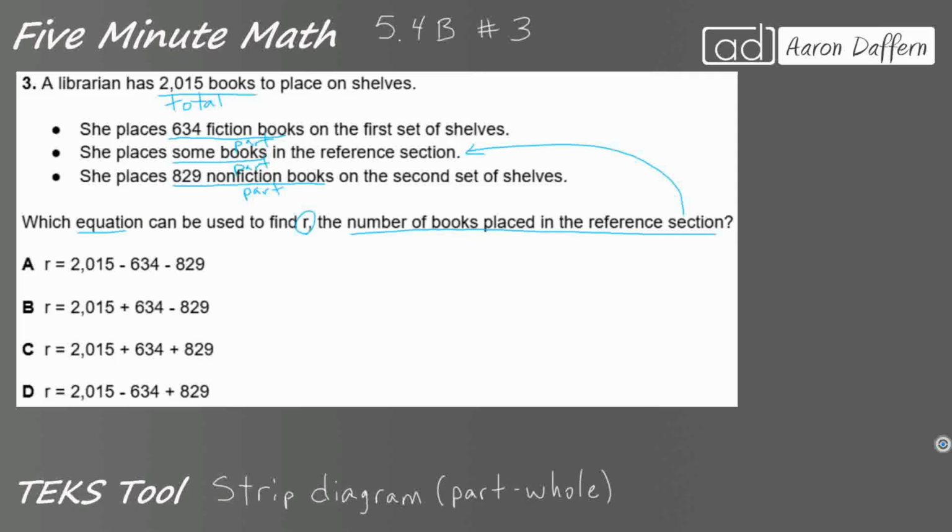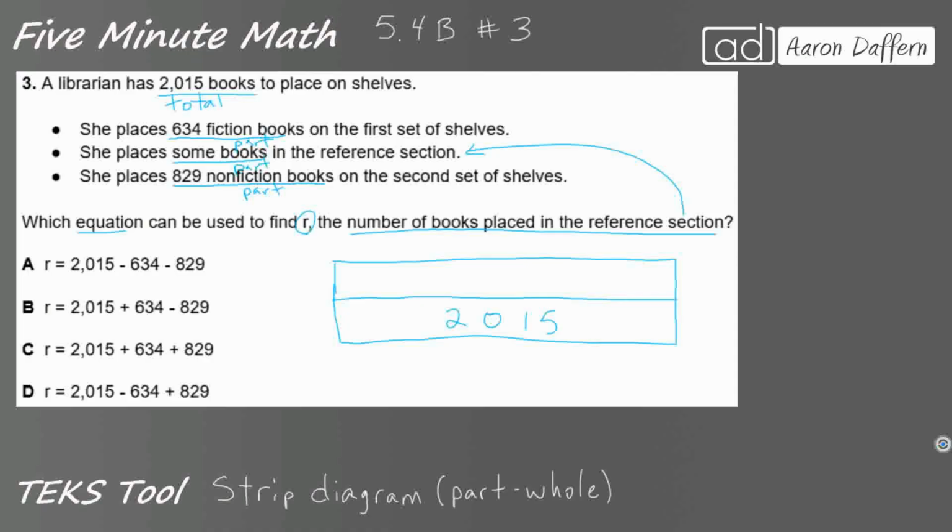So let's draw a strip diagram to represent this part-whole relationship. I'm going to put a big rectangle down here. I'm going to put my total all the way across the bottom. It might be on the top. It might be a separate line that spans the width. There's a lot of different ways for us to look at part-whole relationships with this strip diagram. The total just needs to go across the entire distance, whether it's connected or disconnected.